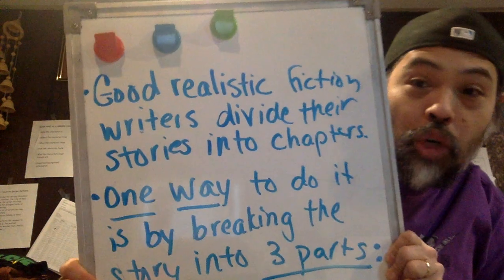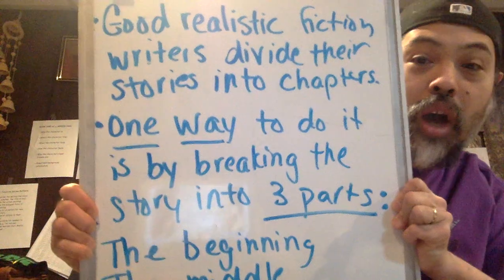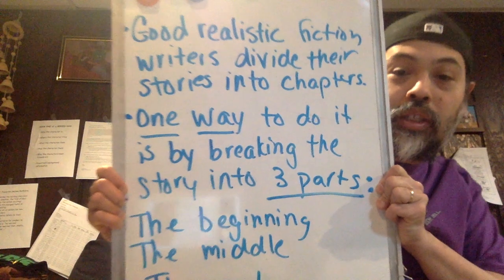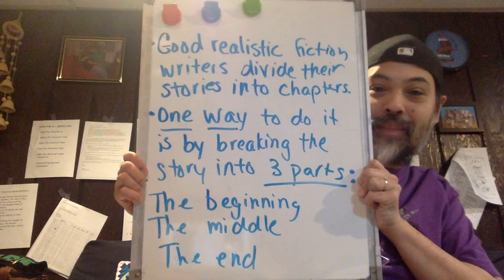Okay? So before you write today, don't forget, good realistic fiction writers divide their stories into chapters. One way to do it is by breaking the story into 3 parts: the beginning, the middle, and the end. I hope today you will make some chapters for your story. Okay? Try to write 20 minutes today and add on.